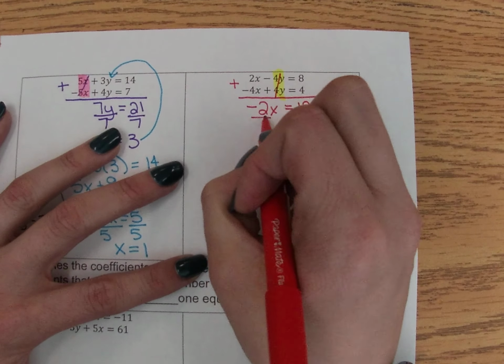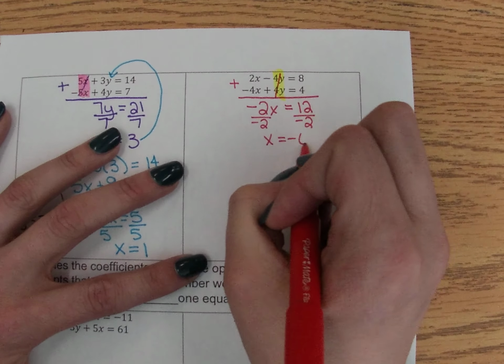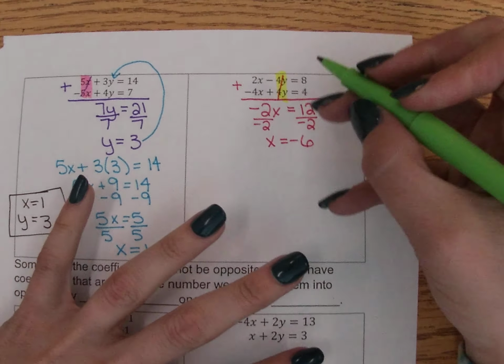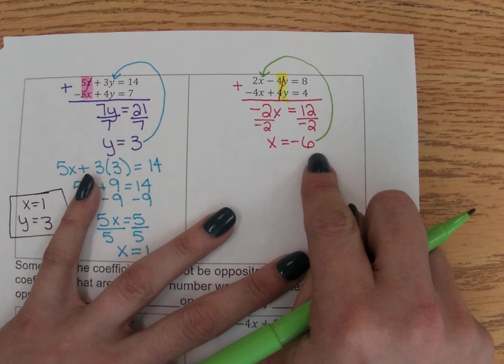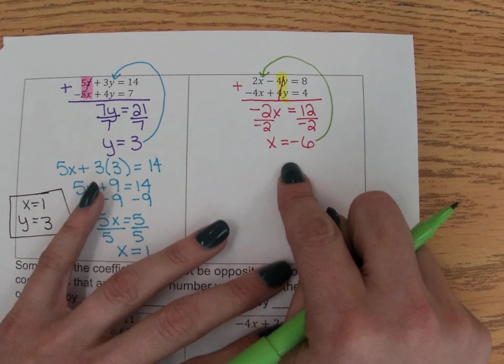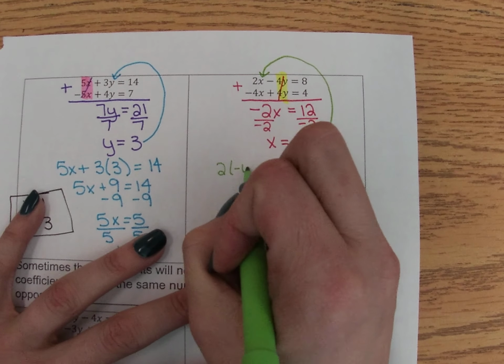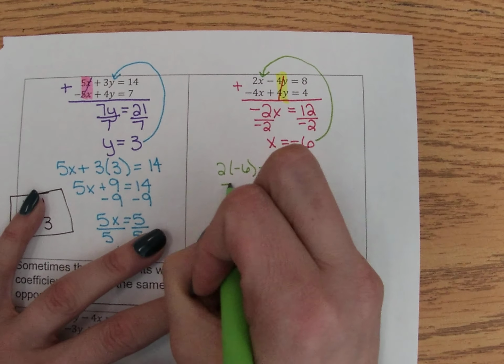This gives me something I can then solve, so I'm going to undo multiplication with division, and I will get x equals -6. But we are not done there. We need to find the y value as well. We can plug into either equation. I'm going to plug into the top, but again, watch your variable. This is x equals, so I need to be plugging in for x. So I'm now going to say 2 times -6 minus 4y equals 8.